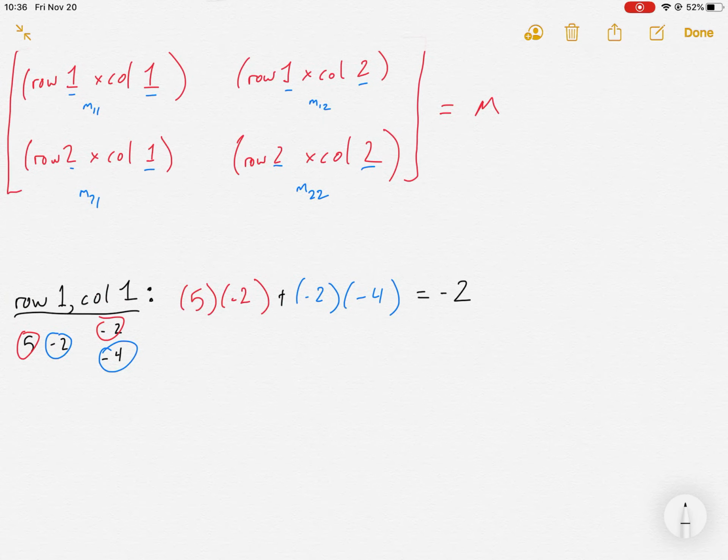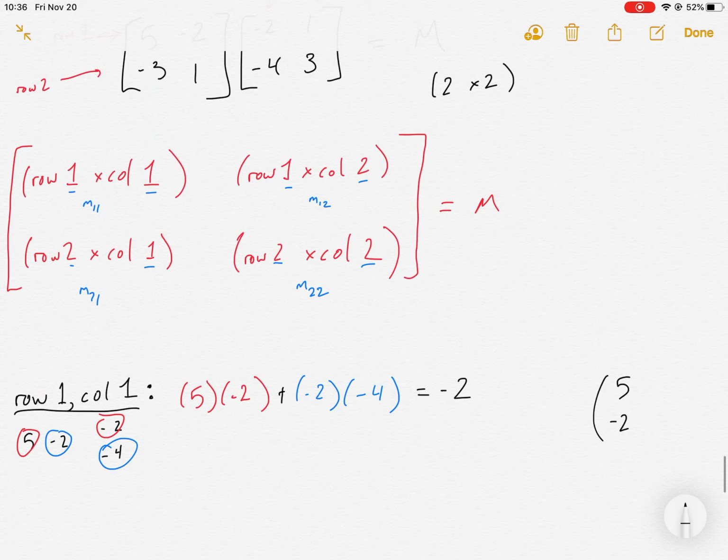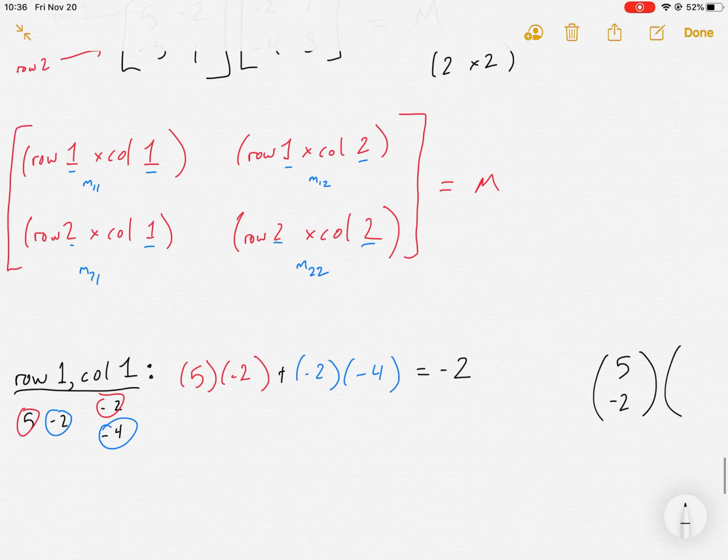Another way I like to think about it is I take row 1 and flip it around so that it looks like this, 5, negative 2, and then I put it next to the other column, negative 4, and then I can see that I just have to multiply those and then add them up. So that's another way to do it. In my mind, I rotate the row to be a column, and then I just mash them together. So this is another option for how to think about this.